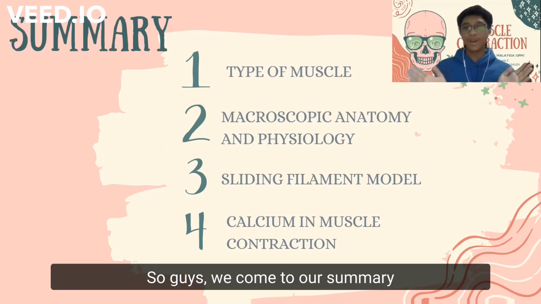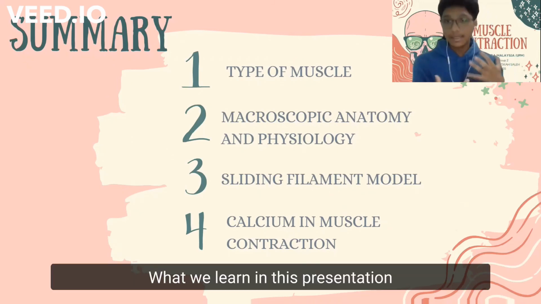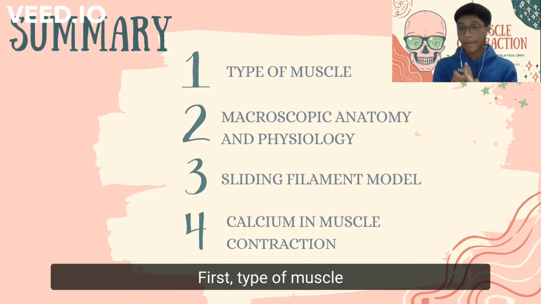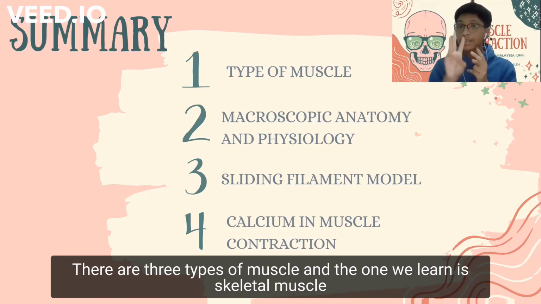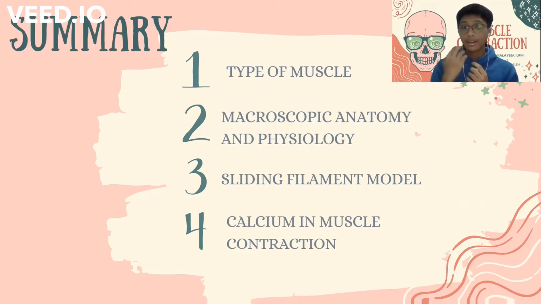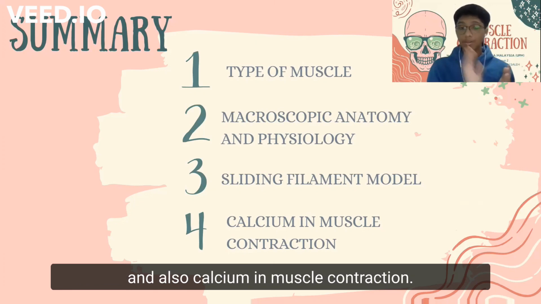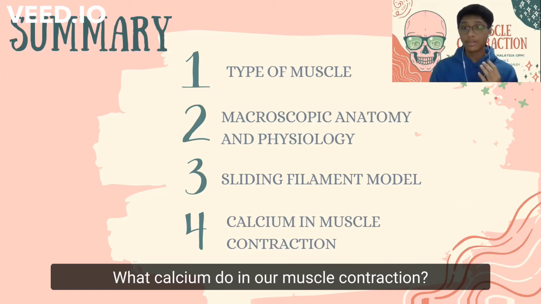So we come to our summary. What we learned in this presentation: first, the three types of muscle, of which we learned skeletal muscle; next, macroscopic anatomy and physiology; the anatomic pairs; the sliding filament model; and also calcium in muscle contraction. What does calcium do in our muscle contraction?